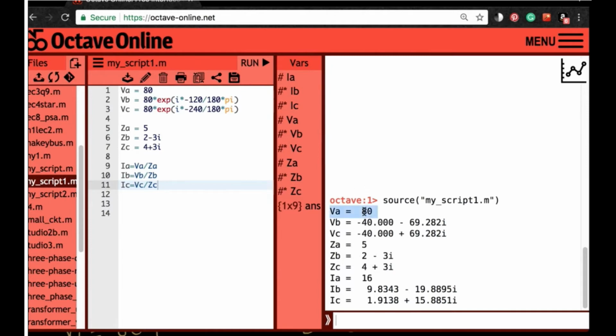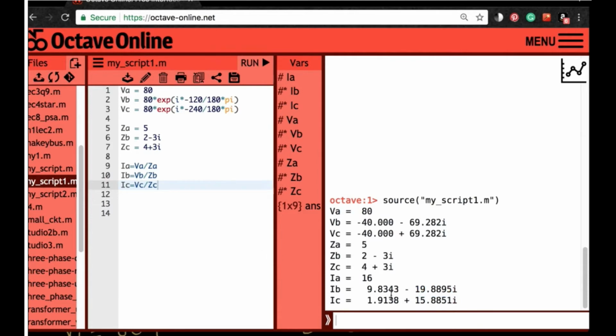So VA is 80 volts as expected, and VB is minus 40 and minus 69.282. So this is the B phase voltage expressed in the form of complex number, and VC is also like this. This is minus 40 plus 69. Now I have impedances 5, 2 minus j3 and 4 plus j3, and the currents are as like this: 18, 9.8, minus 19, and so on.